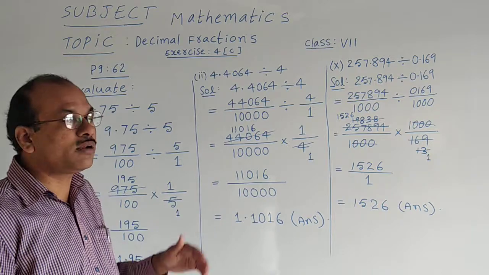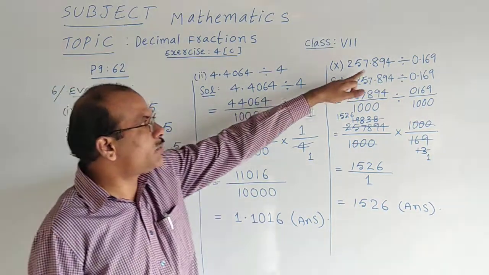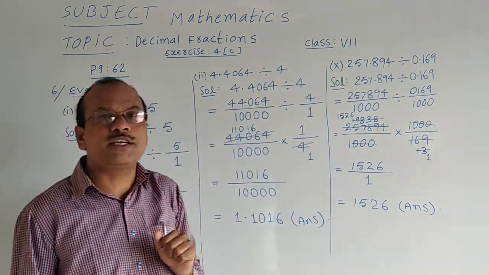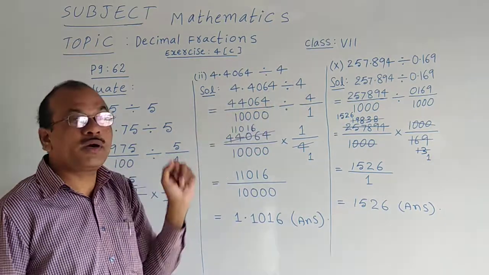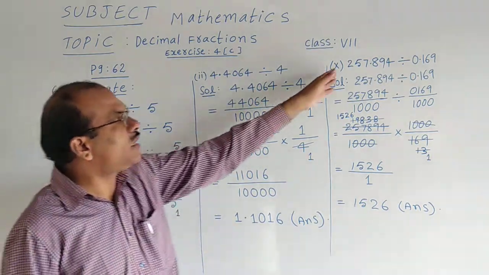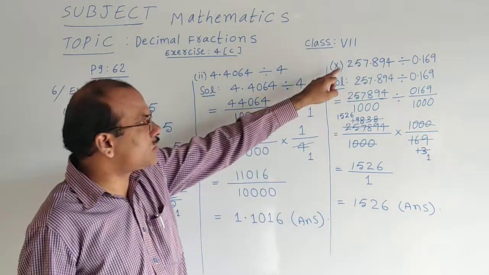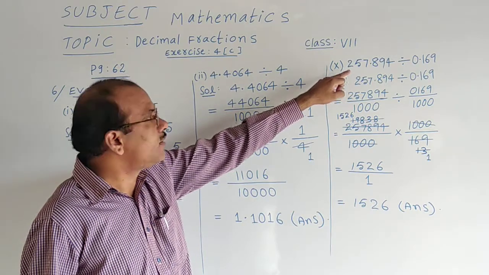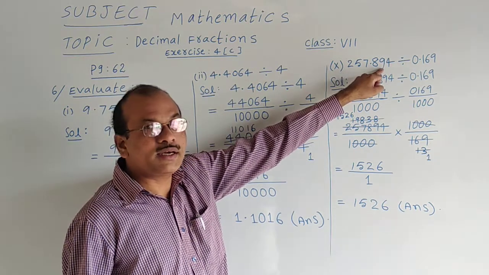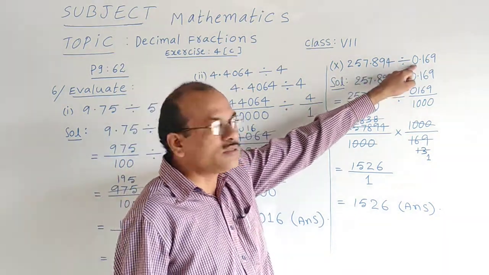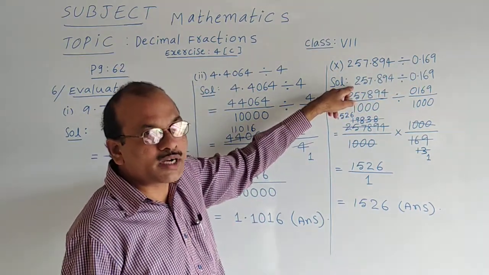In the 6th question many bits are there. In the 10th bit I have taken it again because the decimal point is there. So far, in the first part only a decimal point is given, and in the other part no decimal point is given. In the same procedure, I still want to teach that part. 10th question, the 10th bit in the 6th question: 257.894 divided by 0.169. That is written as the starting step in the answer.